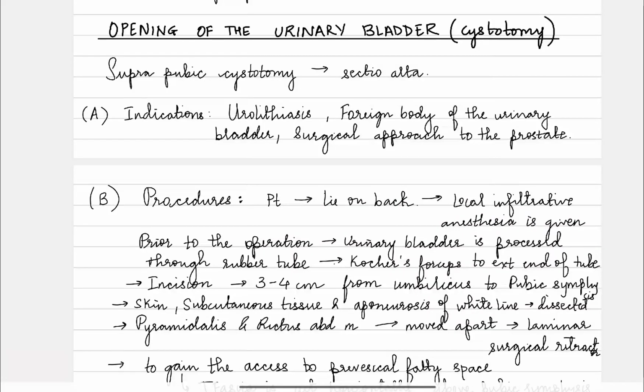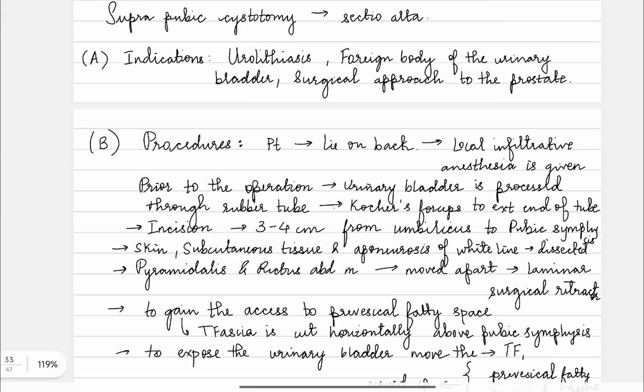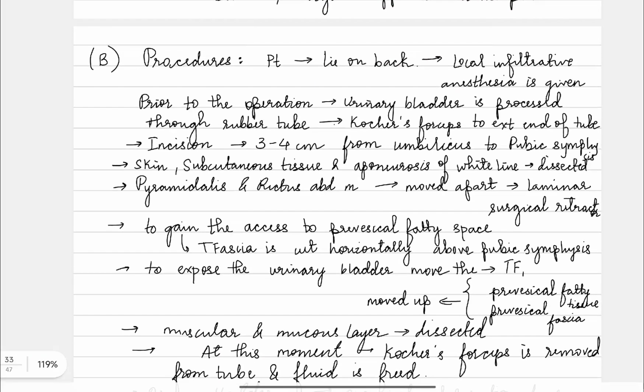Next is opening of urinary bladder. Suprapubic cystotomy is done, which is sectio alta. Indication is urolithiasis, foreign body of the urinary bladder, surgical approach to the prostate. Patient lies on the back, local infiltrative anesthesia is given. Prior to the operation, urinary bladder is filled through a rubber tube, with Kocher's forceps to clamp the end of the tube.